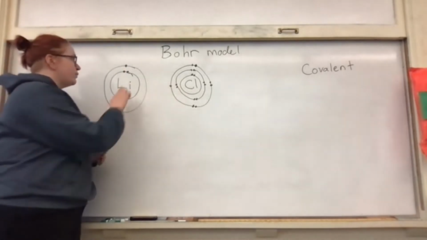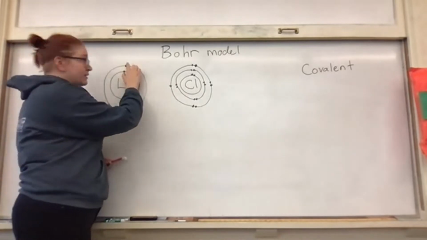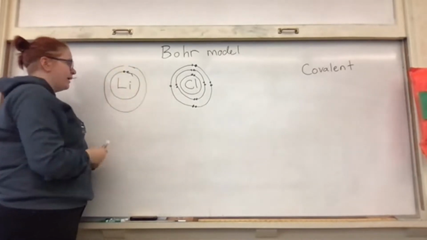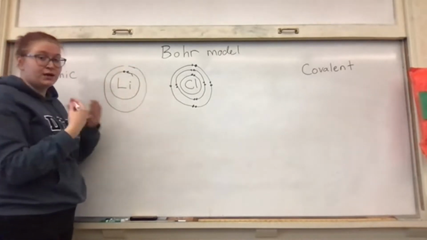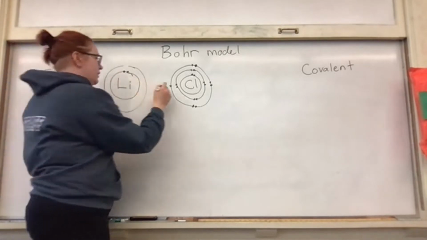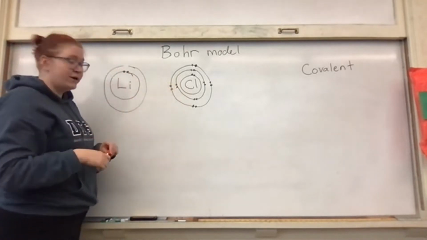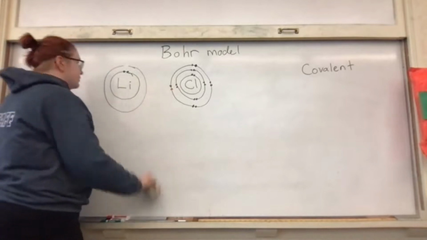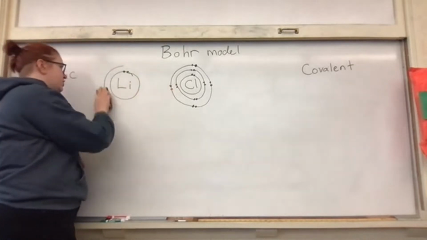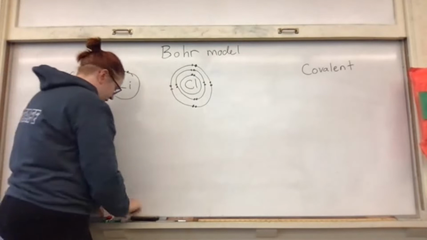So what I'm going to do is actually take this electron. In an ionic compound, the metal donates or gives away an electron to a non-metal. Okay, so now, of course, I'm going to take away the outside shell. It's empty. We don't need it anymore.